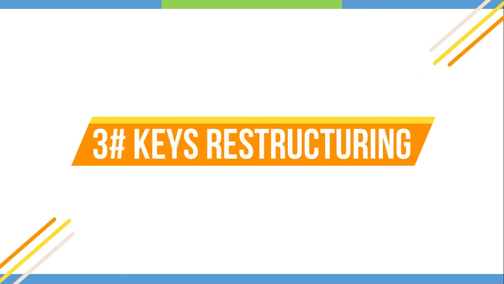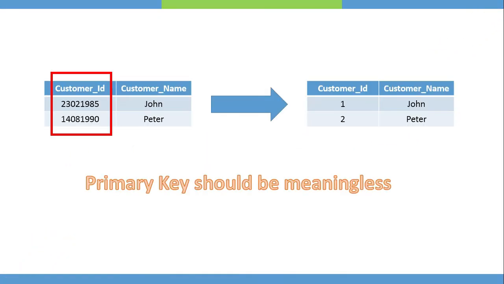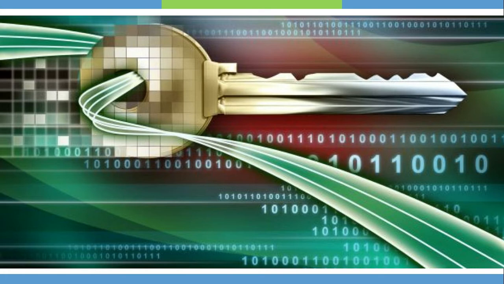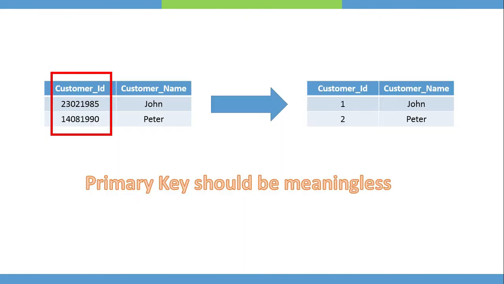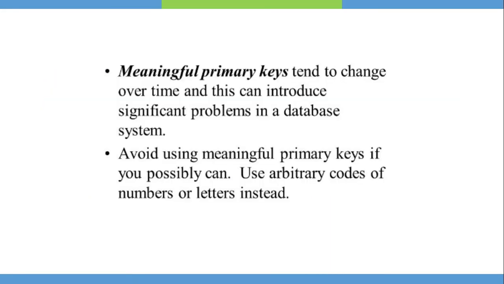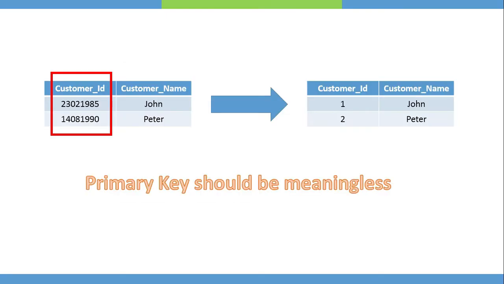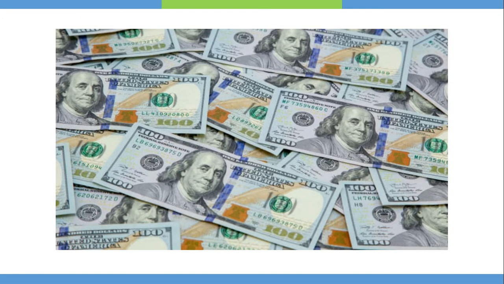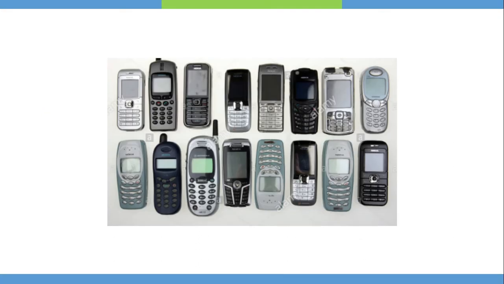Then we have keys restructuring. So this basically means, for example, we have primary keys, and in some cases some of the source systems have primary keys as a combination of different characters, and this combination is very meaningful. For example, in this case we have the first one as 23/02/1985, so this is like the 23rd day of the second month of 1985. This is meaningful, and we do not want to have meaningful primary keys because it's expensive when it comes to data joining, and this information can get obsolete with time.